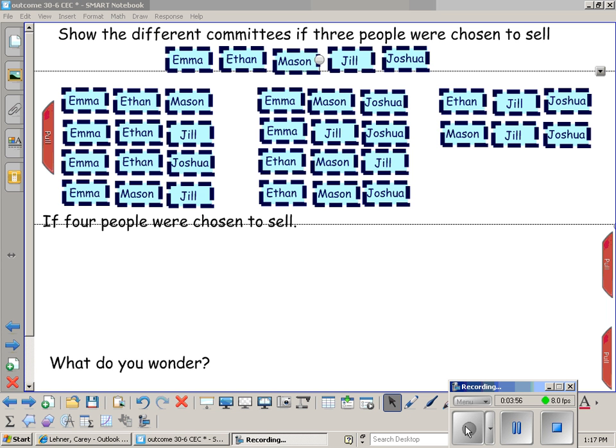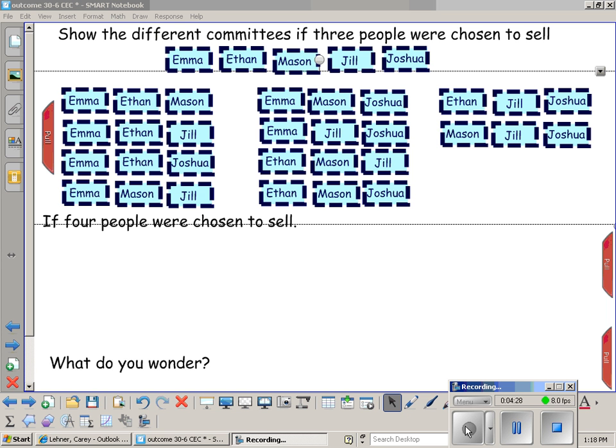So if we look at this, there are still 8 different combinations when we choose 3 people. But again, because this is a combination, there are less options than if we were ordering these. If we were ordering these, there would be many more options to consider. Because that first grouping of Emma, Ethan, and Mason, we would have to rearrange that to be Ethan, Emma, Mason, to be Ethan, Mason, Emma, Emma, Mason, Ethan, and then put Mason at the front with different combinations. There would be a lot more if we were ordering it.